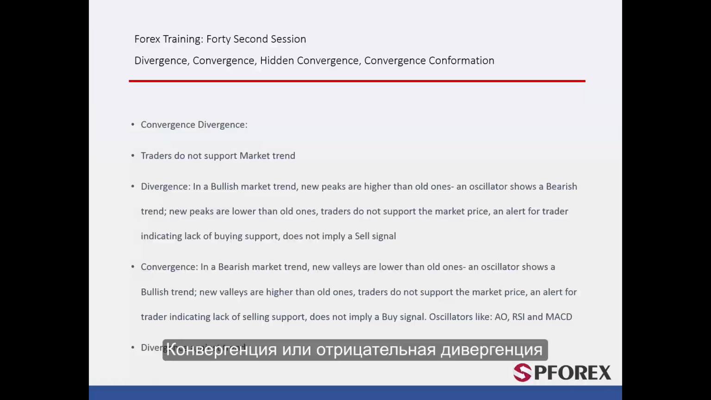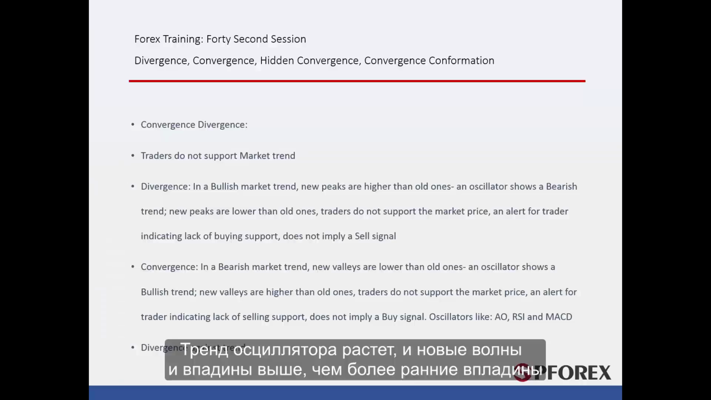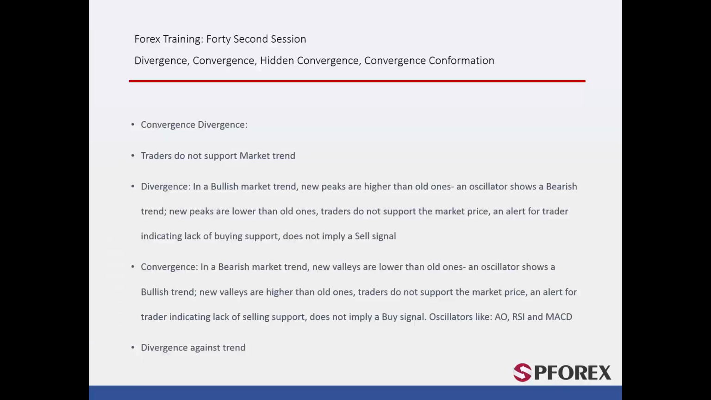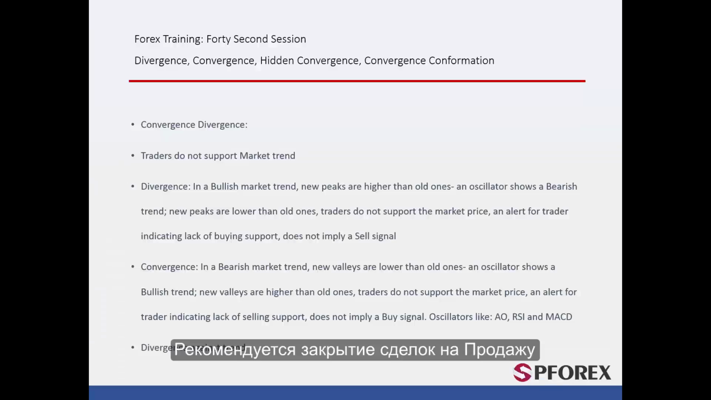Convergence or negative divergence. In convergent state, market price continues its decreasing direction, and new valleys are lower than earlier valleys with a downward trend. However, the oscillator trend is increasing, and new waves and valleys are higher than earlier valleys. This shows that traders do not support further fall, yet market price is decreasing. Convergence does not indicate any buy order, but it discourages traders from placing sell orders. It is recommended that traders close their sell orders.